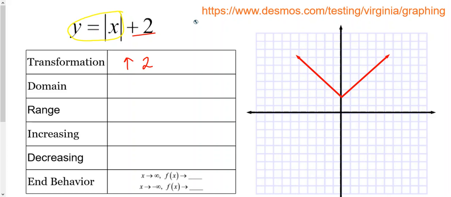So I am next going to look for my vertex. And remember, our vertex was h, comma, k. h is the number on the inside. So inside with x, I don't have a number. So it is 0, comma, k is at the end. That's where I'm getting 2. So 0, 2 is my turning point.